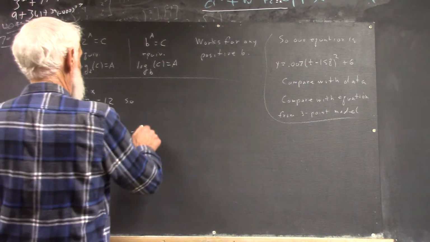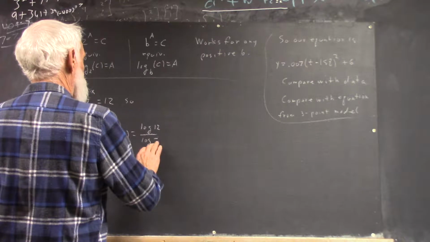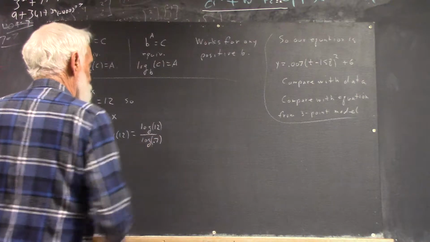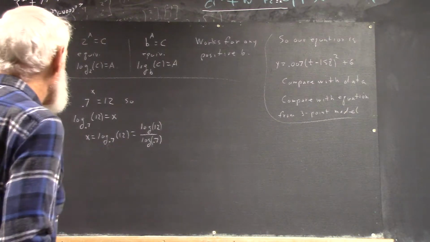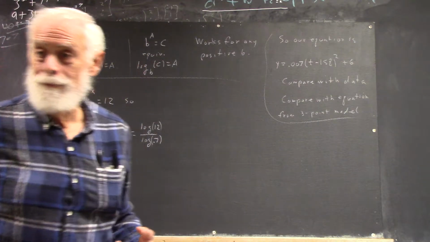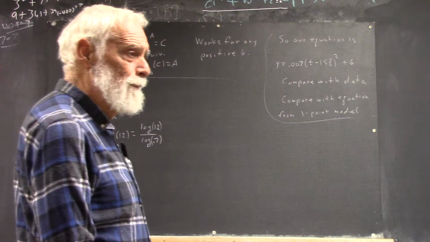Well, in this case, log of 12 over the log of 0.7. Okay? And you plug that into your calculator. Anybody got a calculator handy? I think you're going to get something like -4, and a little more than that, but it won't be as much as -5. I got -6.9. -6.9, yeah, that's what I got too.